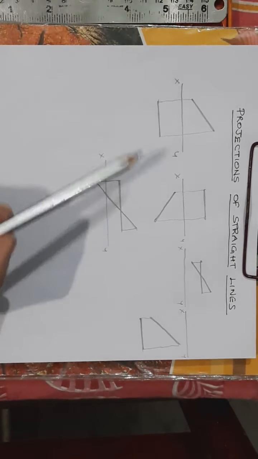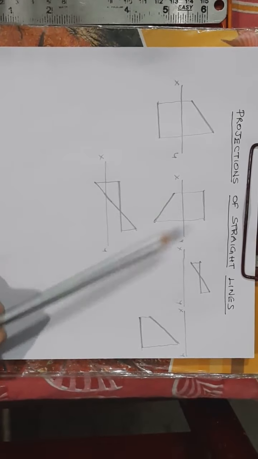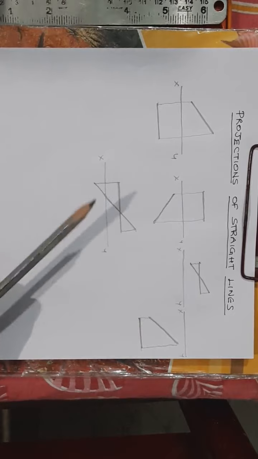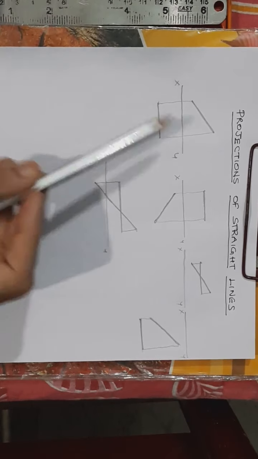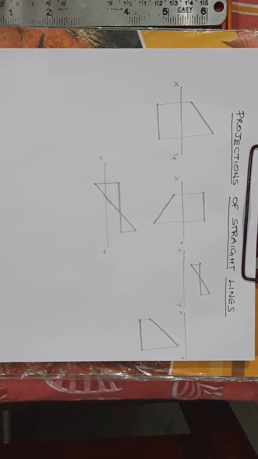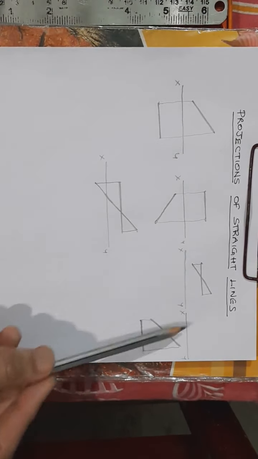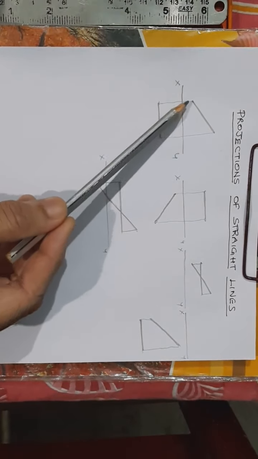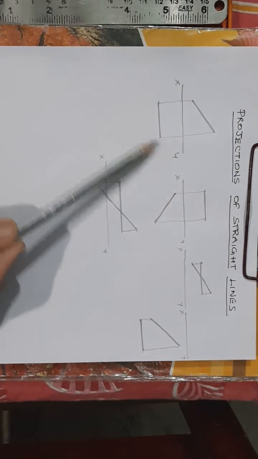As you can see, there are a number of projections drawn here without naming the ends of the straight line. These are all typical examples of straight lines inclined to one plane and parallel to the other. As you can see, in all these 5 views, one of the views is seen inclined to the xy line and the other view is parallel.